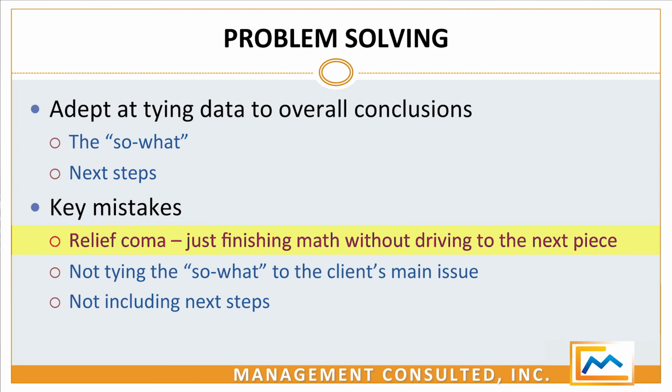The next thing that's critical is that if you don't tie the so what to the client's main issue, you're really missing out on an opportunity to drive forward toward the answer. You could answer a math question that has no bearing on the client's ultimate issue, and therefore you demonstrate that you as a consultant are completely irrelevant to the client's issue. You don't want to be irrelevant as a consultant. You want to make sure that the answers that you're driving at are really critical to helping the client solve their problem. So make sure that you tie the so what back.